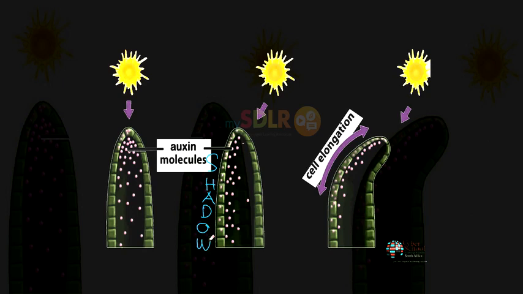Here, they accumulate and promote growth by increasing the number of cells, and increasing the length of the cells, so that the side grows more than the light side. Finally, resulting in the stem bending towards the light. Phototropism again, bending of a plant towards the light.